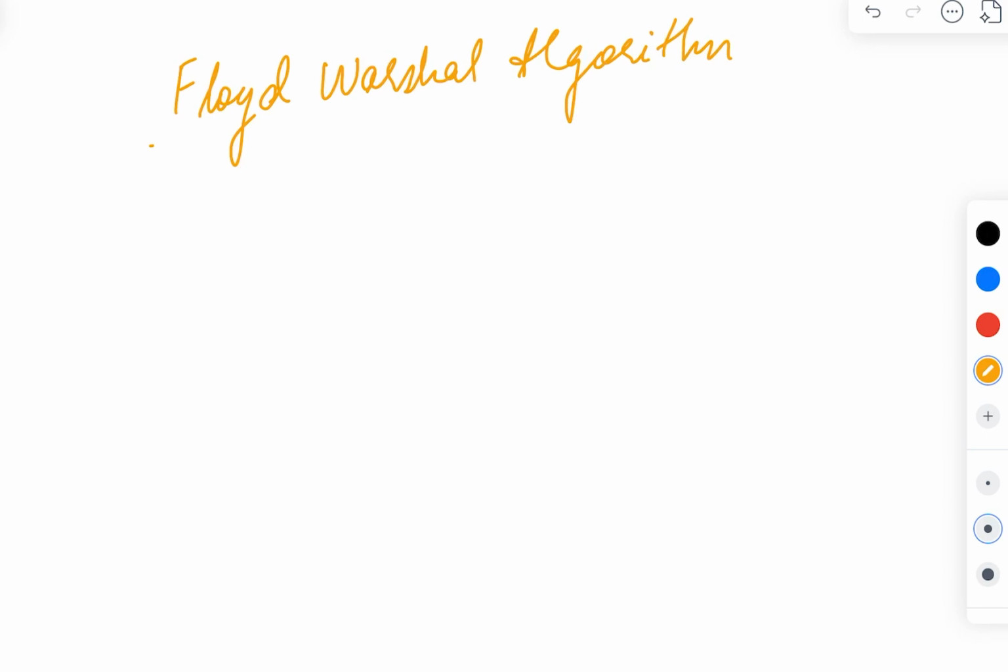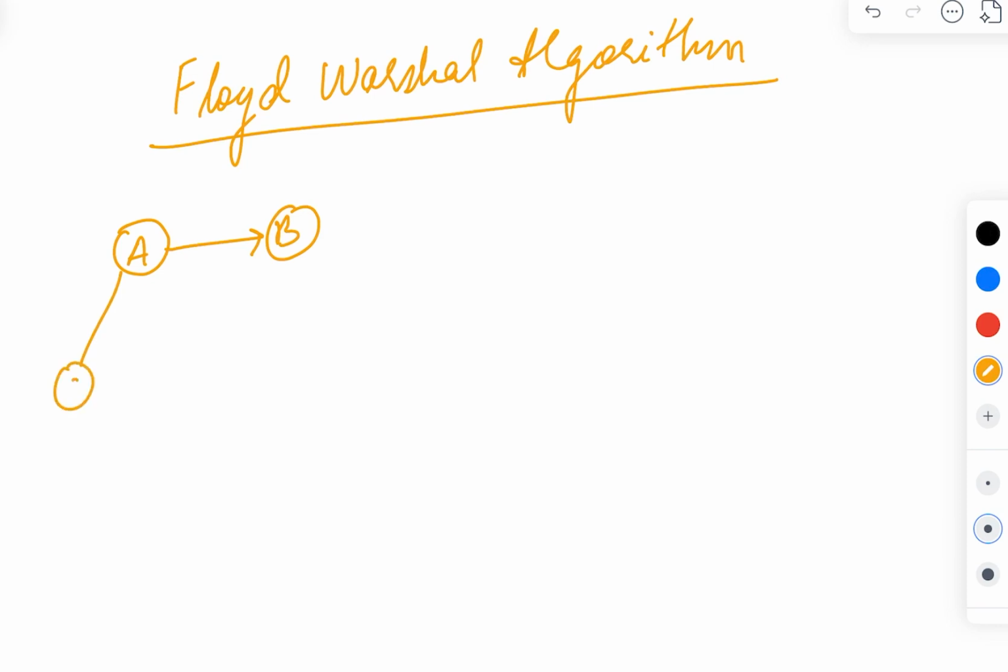Now, let's look at the working of the Floyd-Warshall algorithm. Let's consider the graph to be like this. A to B. Let's see here. D, E.